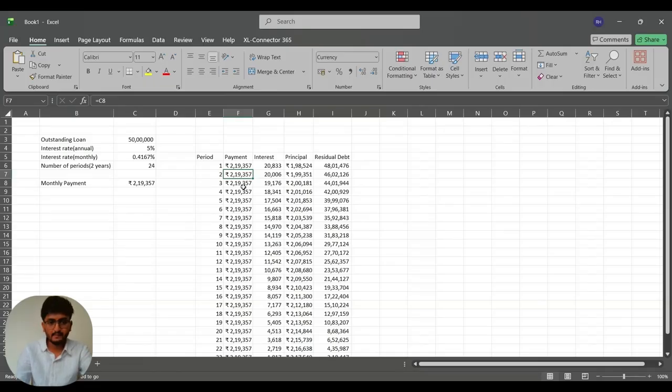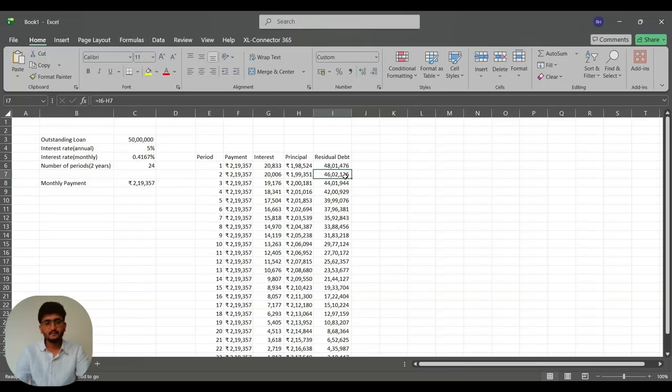See, the payment is the monthly EMI payment. The third month's monthly EMI payment is the same, 2,19,357 rupees. Okay, then the interest rate on the remaining total amount, which was 46,02,126 rupees. Here it is. The monthly interest rate is 0.4167%.